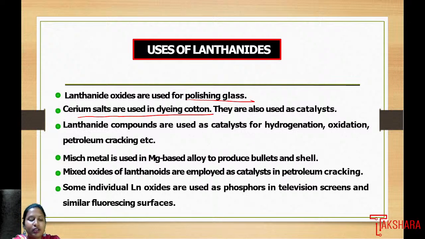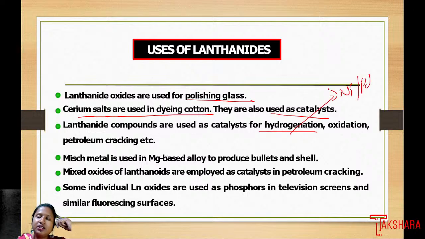For cotton coloring purposes, cerium salts are used. They are also used as a catalyst. Then lanthanide compounds are used as a catalyst for hydrogenation. Usually hydrogenation takes place in the presence of nickel catalyst or palladium catalyst, and also in oxidation processes and petroleum cracking etc. So in all these processes lanthanides are used.